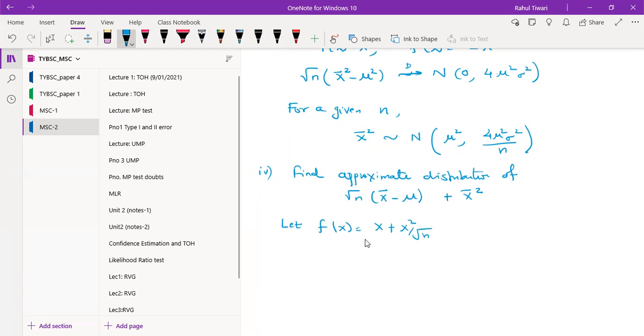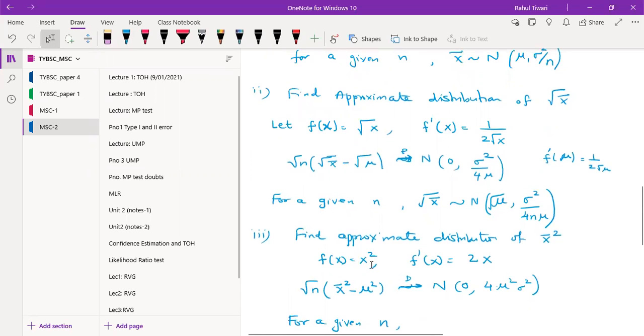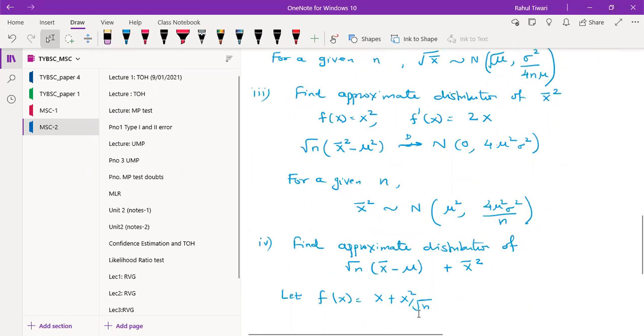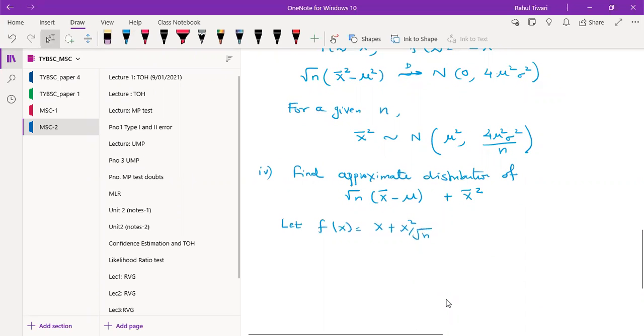From here you can take x, and from here the distribution of x square, but here I'm taking x square upon root n, because earlier you considered simply x bar square. But here now I'm considering x bar square upon root n. So this is the way to consider, and just try to get the distribution of this function. So let's take the derivative of this first. With respect to x, it is 1 plus 2x upon root n. Okay, so one can get the approximate distribution, which is root of n.